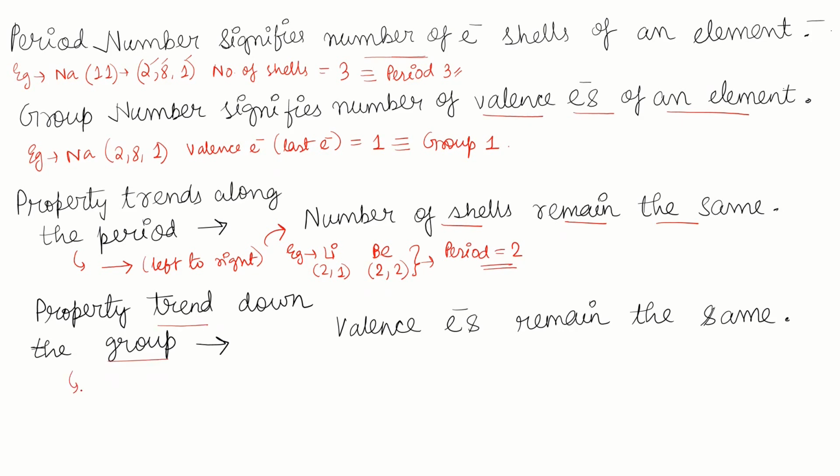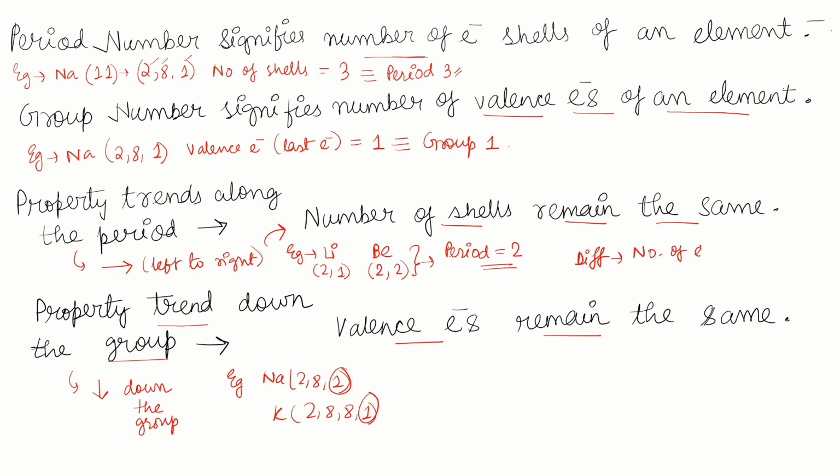Property trend down the group. Down the group means from top to bottom. So we are moving down the group from top to bottom. Here the valence electron remains the same. For example, sodium, which is 2, 8, 1, and potassium will be 2, 8, 8, 1. Check the last electron, 1, 1. So your group will be 1.